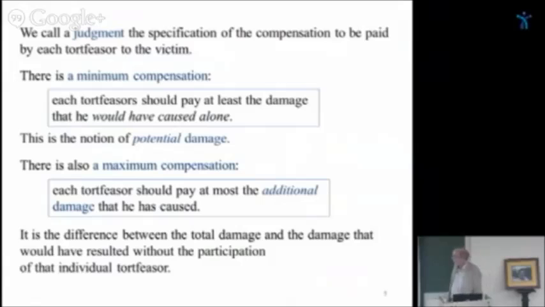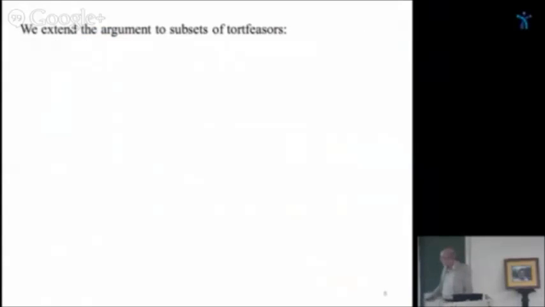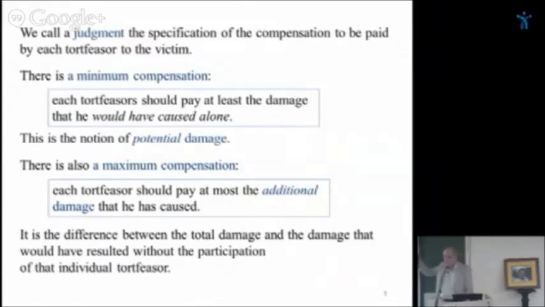Okay. So these are two bounds, but we go further, and these ideas are actually in the general principle.